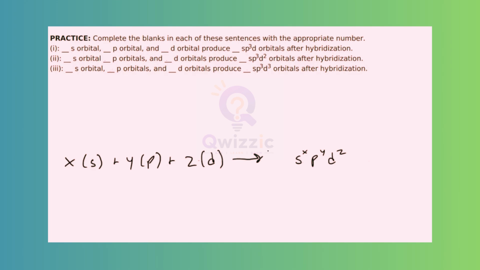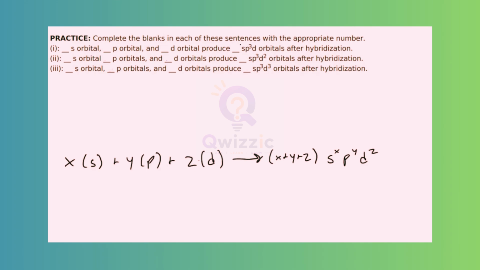Now, the total number of these hybrid orbitals is going to be the sum of each coefficient. So I should probably give myself a bit more space just so that it's easier to see, so I'm going to move this off to the side here. And like I mentioned before, the number of hybrid orbitals is going to be the sum of each of your coefficients, so your x plus y plus z. So now let's go ahead and apply this math to parts 1 through 3.